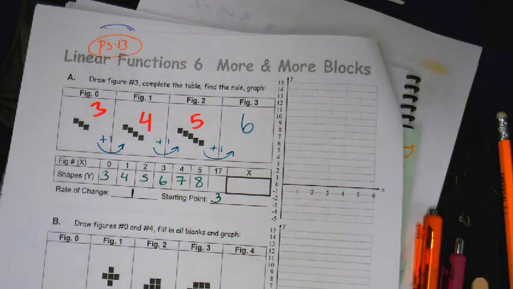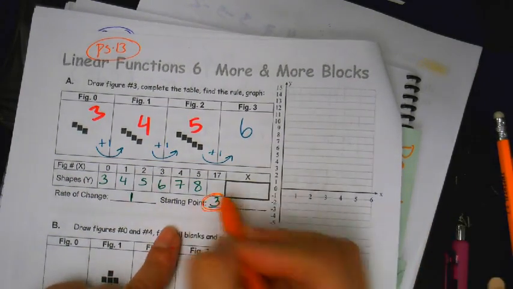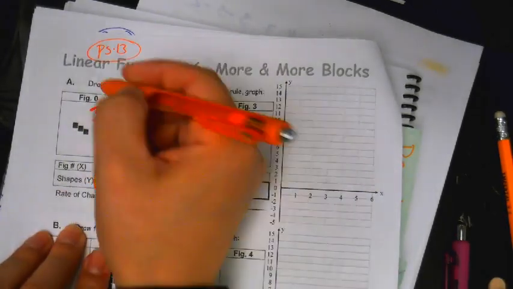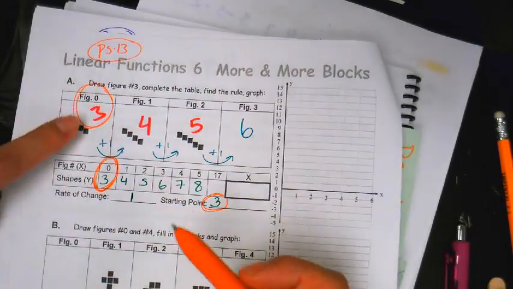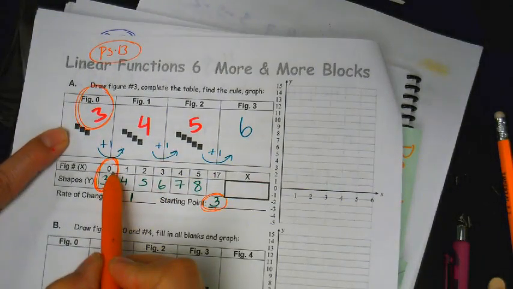So what is my equation? Y equals 1x plus 3. Yep. Where did I get this 3 from? From the starting point, which is figure 0. Because there was 3, that's why it's called the starting point, when you look at figure 0.